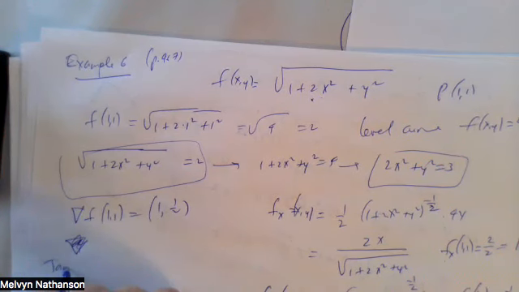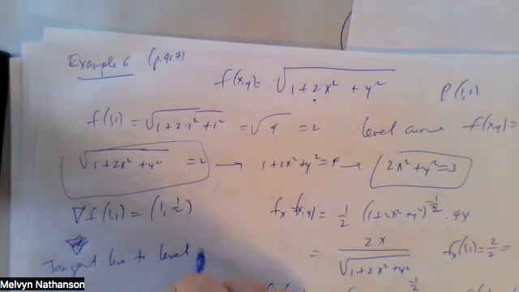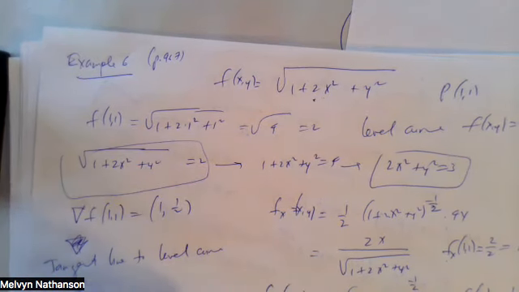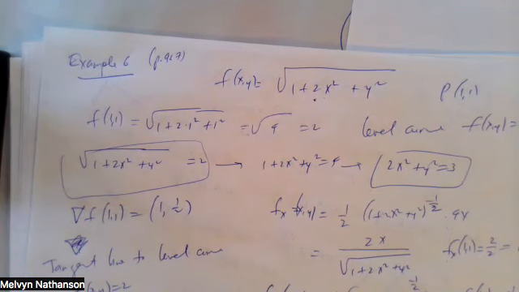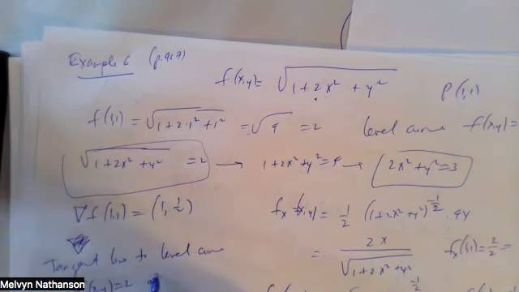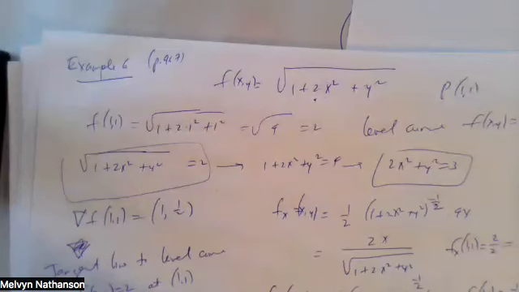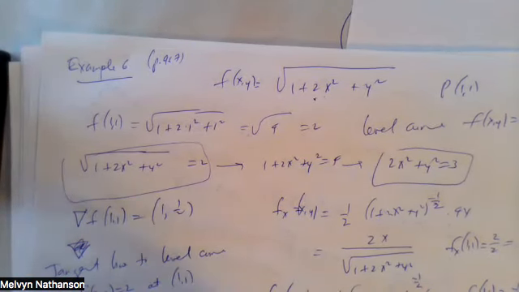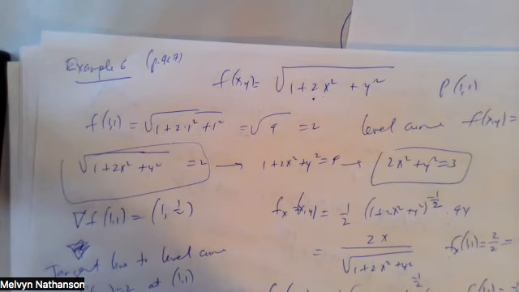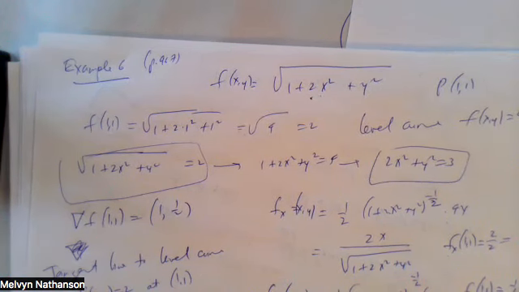What is the tangent line to the level curve f of x, y equals 2 at the point (1, 1), or to the curve 2x squared plus y squared equals 3 at the point (1, 1)?